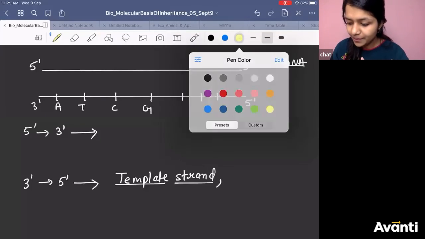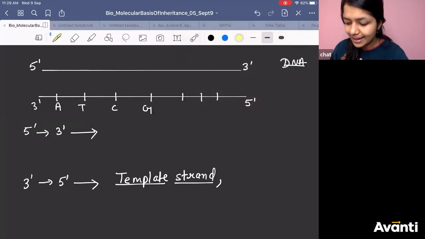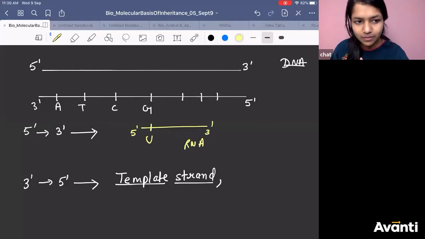Can someone tell me what will be the code of RNA? RNA will be from 5 prime to 3 prime, right? What will be the code? For A, it will be U or not? That is wrong. Ankita is right. For T, it will be A. For C, it will be G. And for G, it will be C.